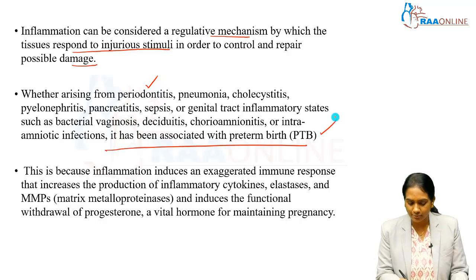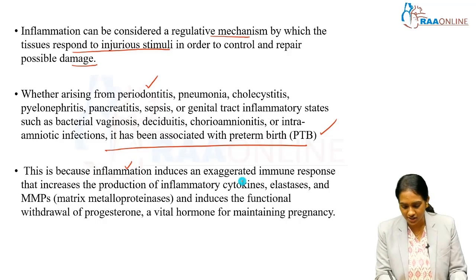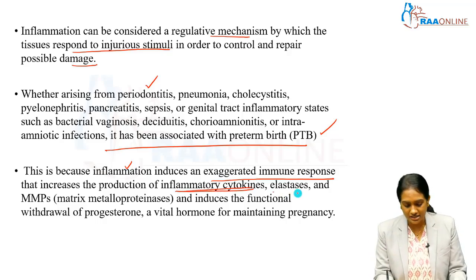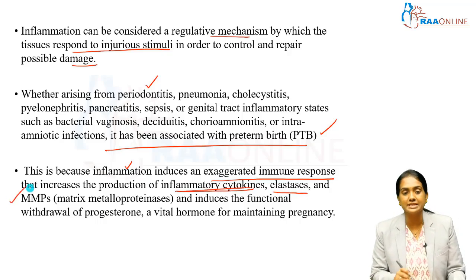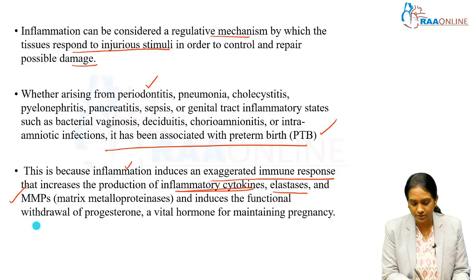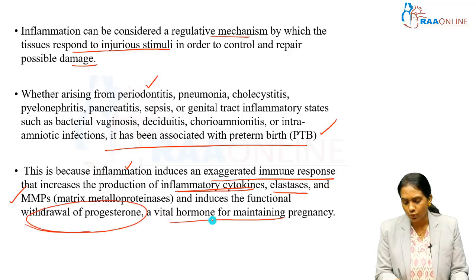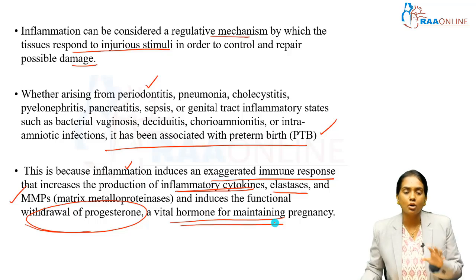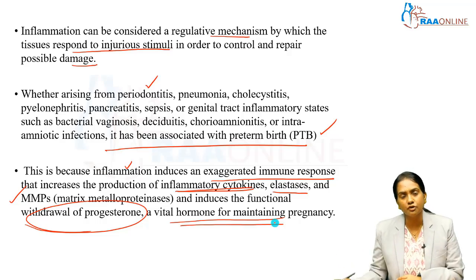This is because inflammation induces an exaggerated immune response that will increase the production of inflammatory cytokines, which we talked about earlier, elastases and matrix metalloproteinases, and they are all responsible for the maintaining of pregnancies, and also there will be a withdrawal of progesterone, which is a vital hormone for maintaining pregnancies. So when progesterone is withdrawn and the inflammatory cascade is activated, all this will lead to the activation of preterm labor.